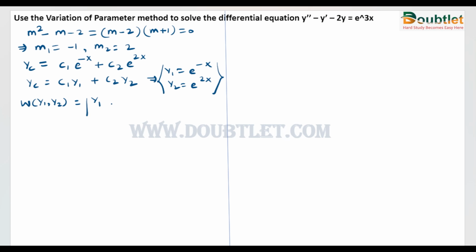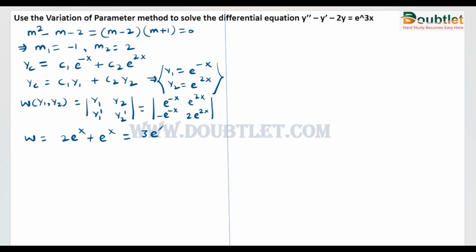So the Wronskian of y1, y2 is the determinant of y1, y2, y1 dash, y2 dash. Then if we write it here, it becomes e to the power minus x, e to the power 2x, minus e to the power minus x, and 2 e to the power 2x. If we solve this determinant, w becomes 2 e to the power x plus e to the power x, so basically it will become 3 e to the power x.